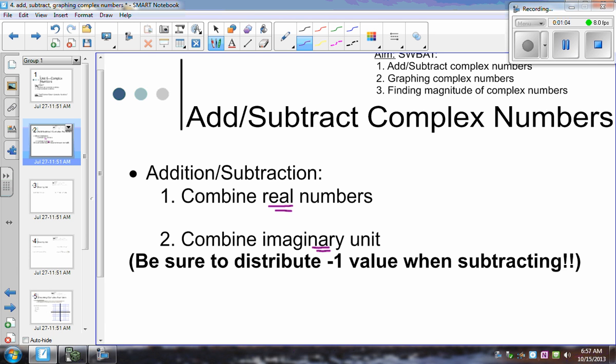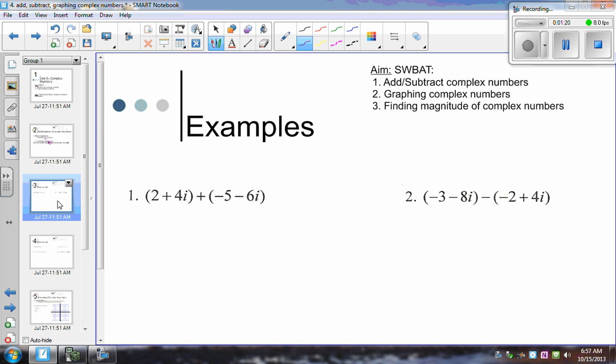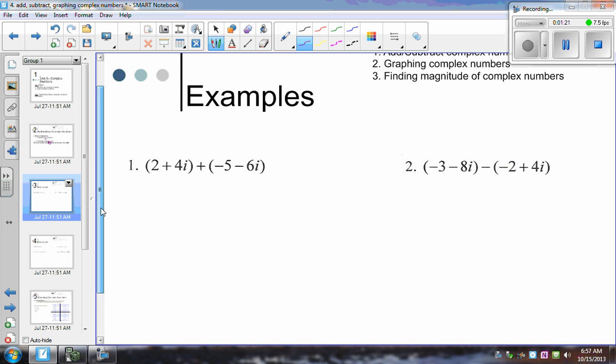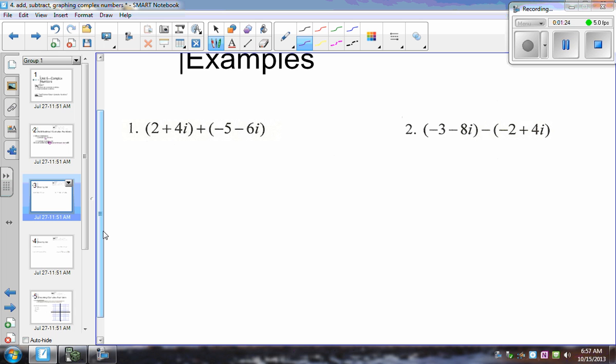And the one thing with subtraction, which is identical to algebra, is that we're going to look to distribute that -1 value before combining like terms. Again, all of this is identical to what you know from algebra and adding and subtracting algebraic expressions. So basically, to quickly see the concept in these two examples, here's how easy it really is.